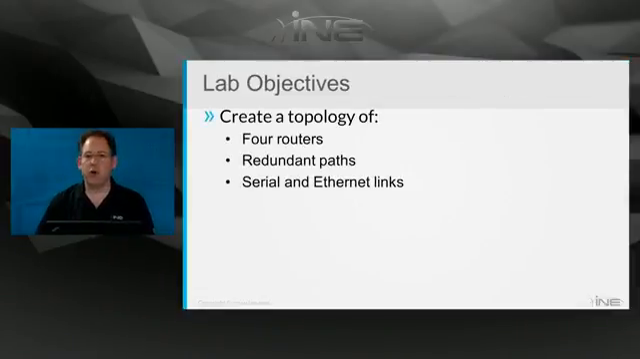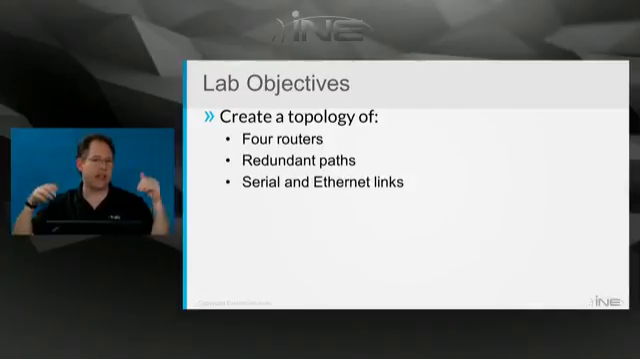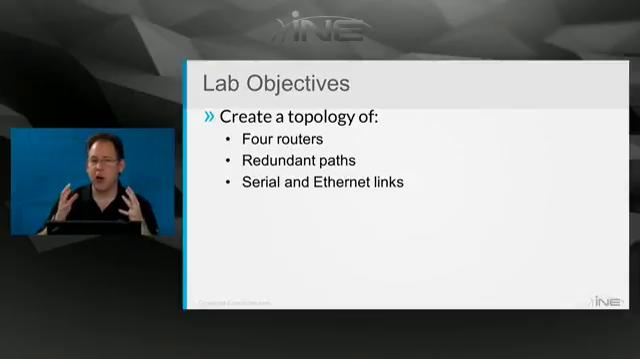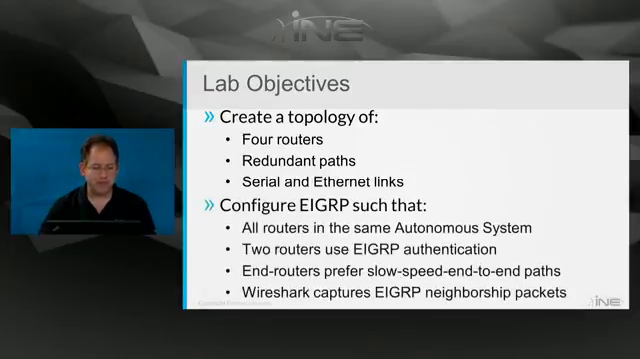We're going to start with 4 routers, and we're going to create some redundant paths. We're going to create some paths that are really fast and some paths that are really slow, because part of the CCNA routing and switching is they expect you to know how EIGRP selects its best path and what you could do to force it to choose an alternative path. That's one of the things we're going to be doing here as well. To that end, we're also going to be using serial and Ethernet links in our topology.